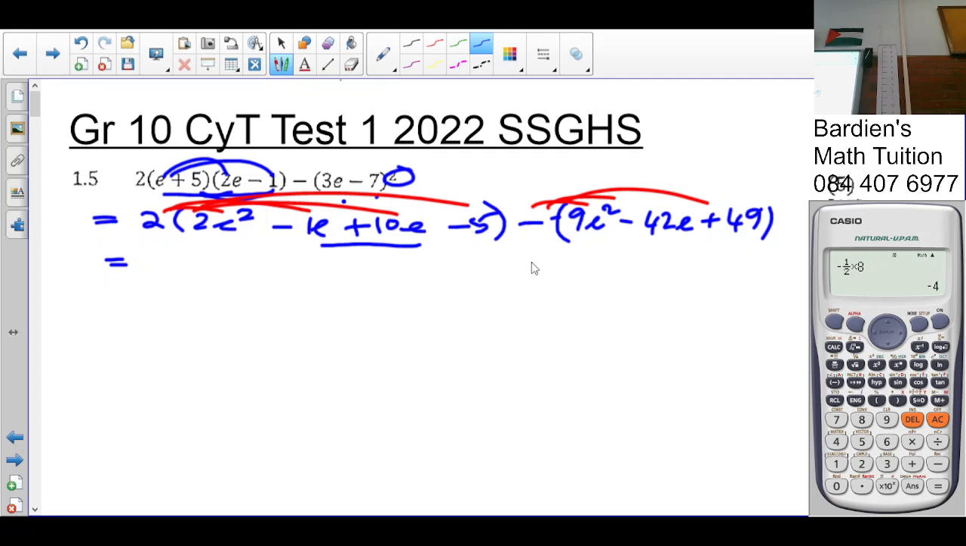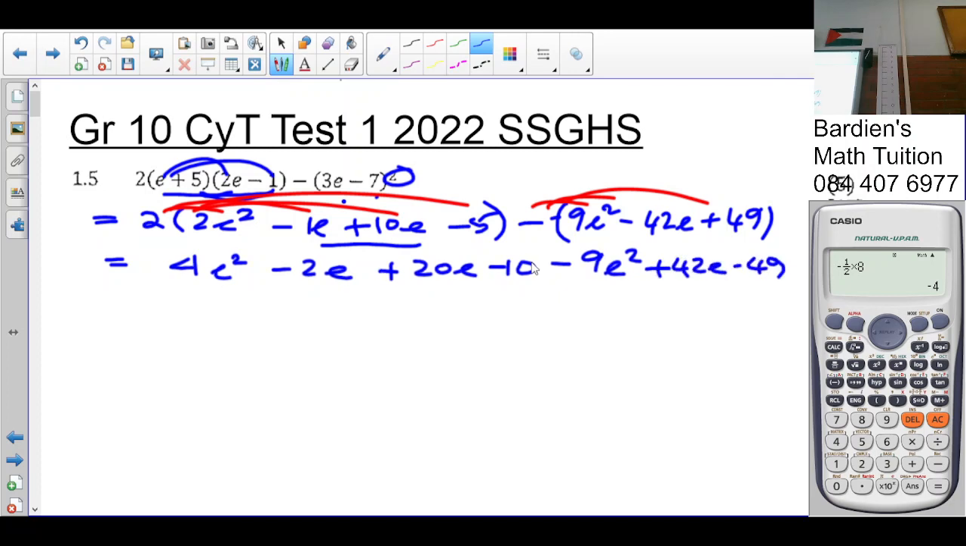Okay, so 2 times 2e squared is 4e squared. 2 times negative e is negative 2e. 2 times 10e is going to be 20e. 2 times negative 5 is negative 10. Negative times positive is negative 9e squared. Positive 42e minus 49. Many of you didn't write this bracket here.